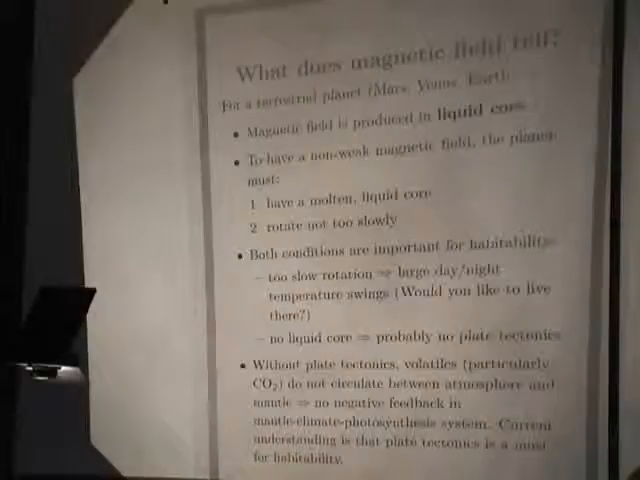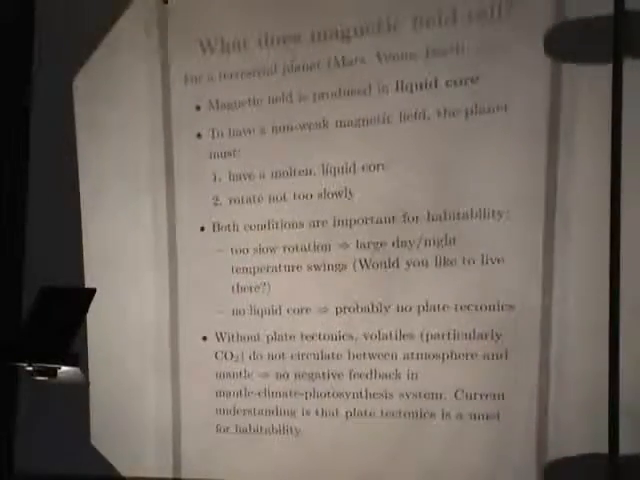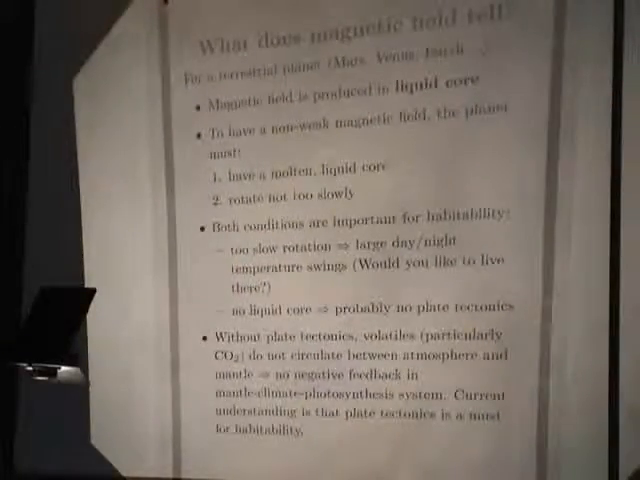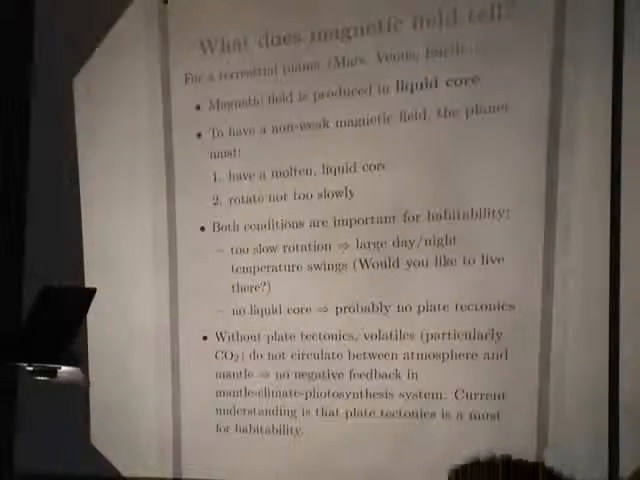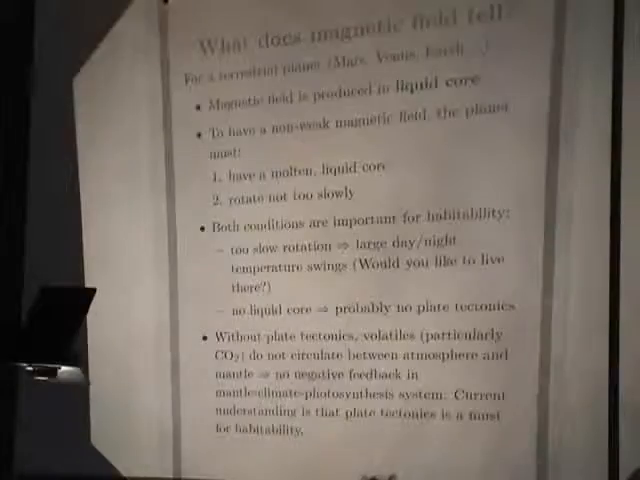So I'm not sure I agree with you that if you have too slow a rotation, then you wouldn't want to live there. You can think about the extreme situation: if you don't have any rotation at all, then you can always find a nice zone where you could live. But of course, having no rotation at all is difficult, unless it's synchronized. But then the atmosphere kind of condenses to the night side, doesn't it? Yeah. And then it's not good.